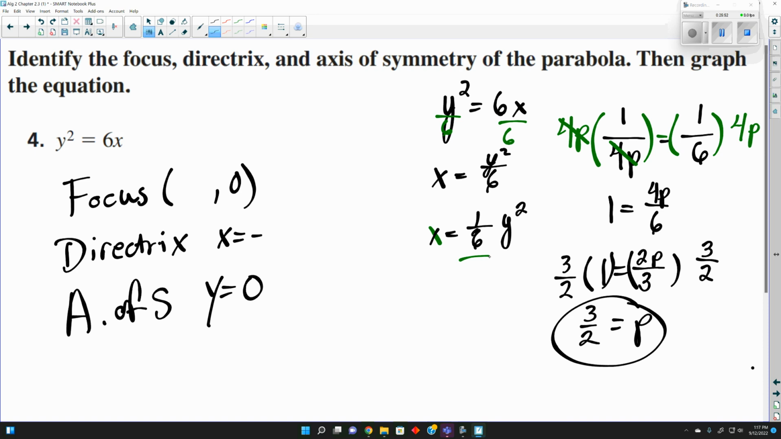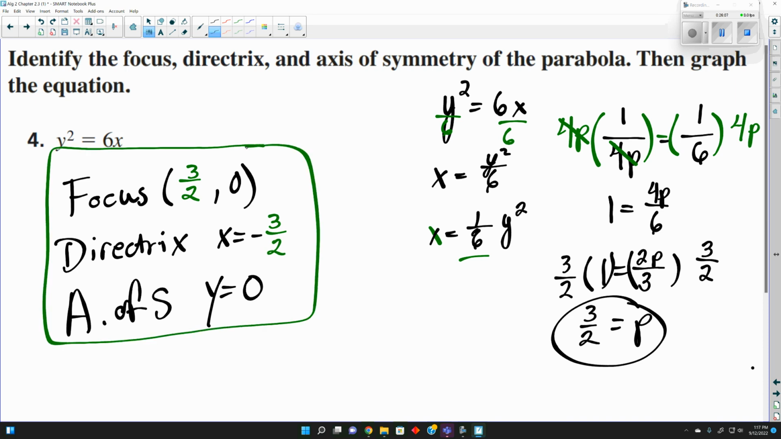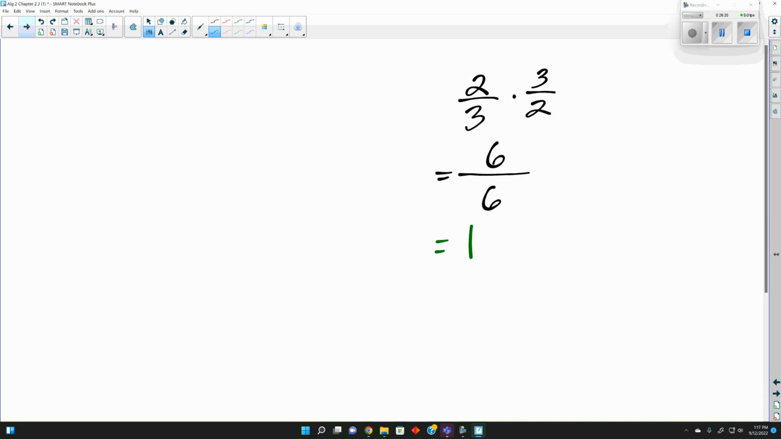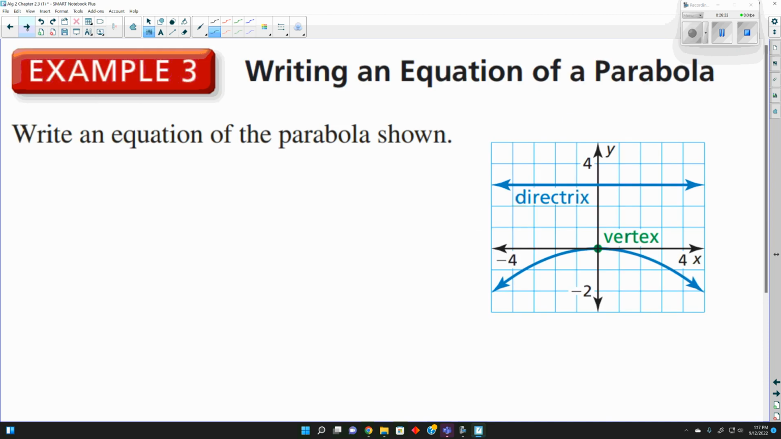Now the focus is going to be what? 3/2 comma 0. The directrix, x equals negative p, which would be negative 3/2. And that's it. Questions on this here? We're going to get into a few of these here. We won't finish this today.